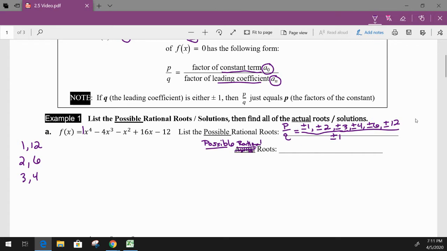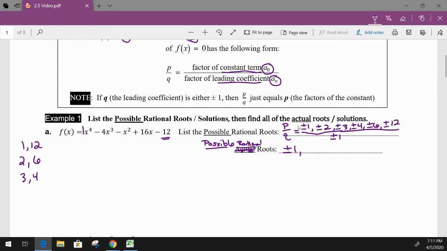So this is how I would set it up by first of all setting up a fraction that has all of the factors of my constant, again, which was negative 12, in the numerator with plus minus signs and commas in between. And then the factors of your leading coefficient, which in this case is one, so positive or negative one. So now we divide each of the numbers on the top by each of the numbers on the bottom. Well, if you're just dividing by positive or negative one, whether you divide positive one by positive one, positive one by negative one, negative one divided by positive one, or negative one divided by negative one, you are still going to have positive or negative one as options.